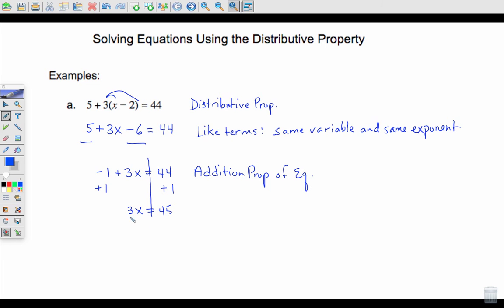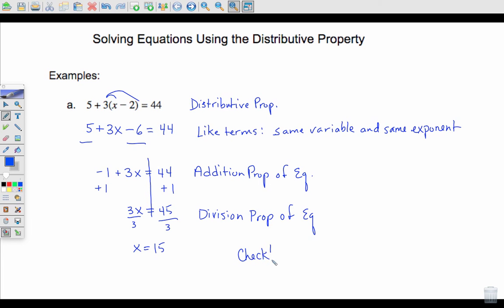Okay, now I have a coefficient on my x still, right? It's 3 times x. 3 is the coefficient. To cancel out a coefficient, we're going to divide both sides by 3. Okay, my answer is 15. That was the division property of equality. You don't need to write down all the properties. I just want you to be able to recognize them.